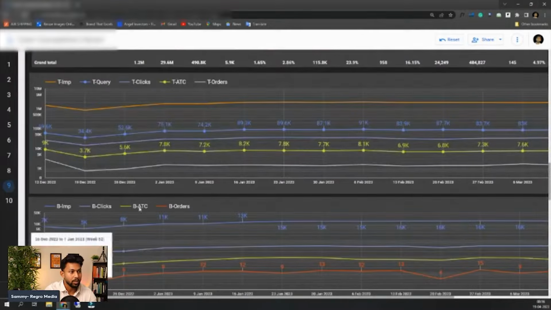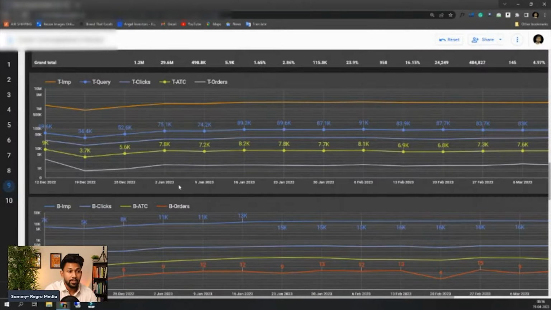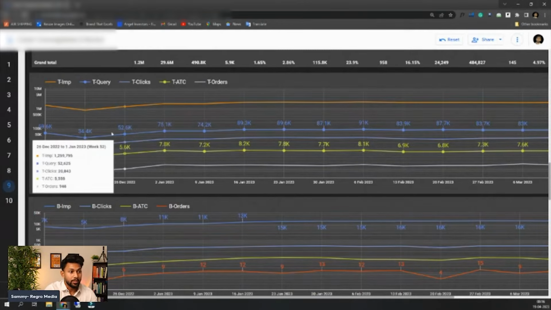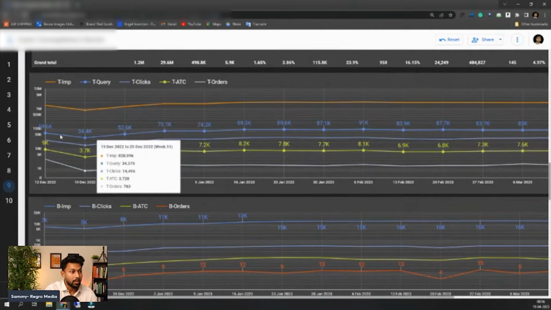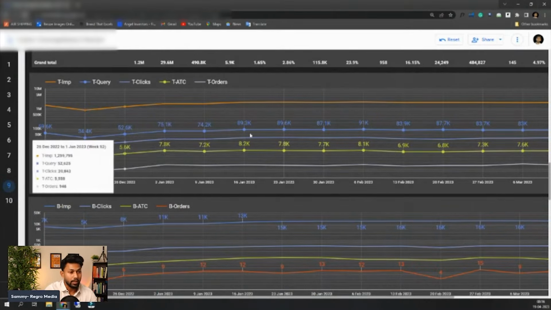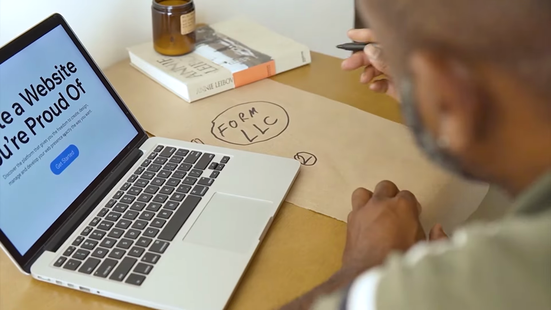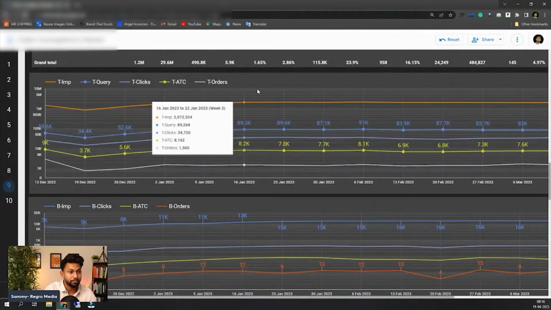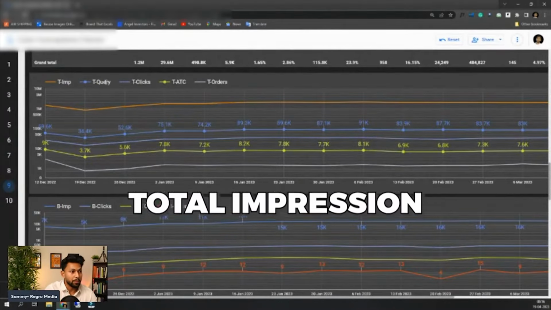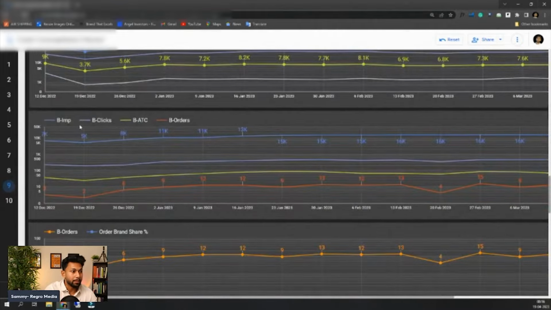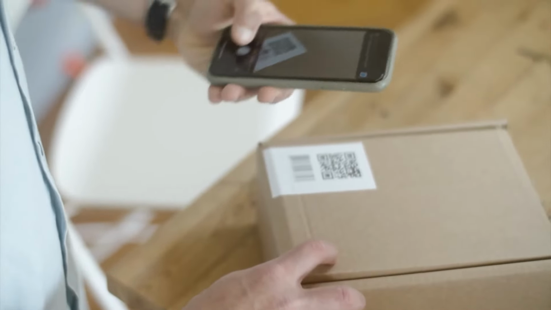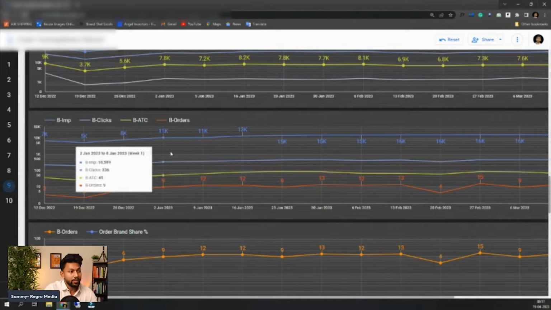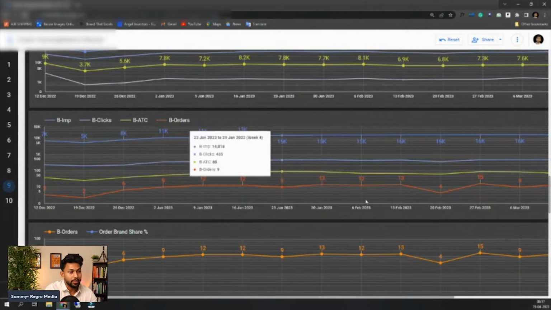If I just come down a little bit here to see how it is performing, what is the CTR percentage and all. Now this particular dashboard can also help you to identify the trend, how your ASIN trend is moving. If you see here, there was a downtrend, and you can also identify which is your season or which is your month. So this is total impression, total queries. Here you can see the branded impression, branded clicks, branded add to carts, branded orders. In the January period, there were some hikes.